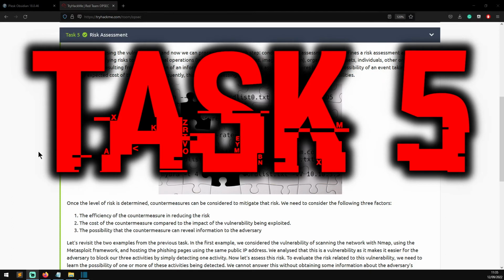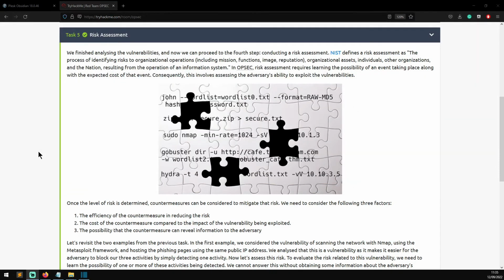Task 5, risk assessment. We finished analysing the vulnerabilities, and now we can proceed to the fourth step, conducting a risk assessment. NIST defines a risk assessment as the process of identifying risks to an organisation's operations, including missions, functions, image, reputation, organisational assets, individuals, other organisations, and the nation, resulting from the operation of an information system. That is a long sentence. In OPSEC, risk assessment requires learning the possibility of an event taking place along with the expected cost of the event. Consequently, this involves assessing the adversary's ability to exploit vulnerabilities.